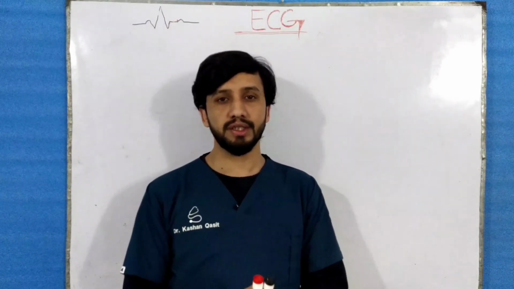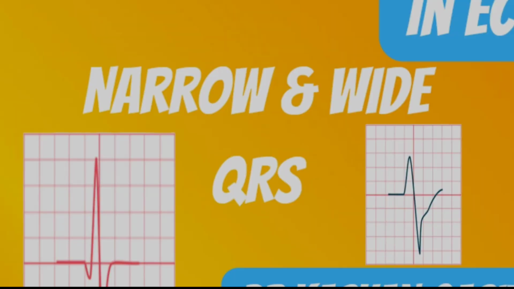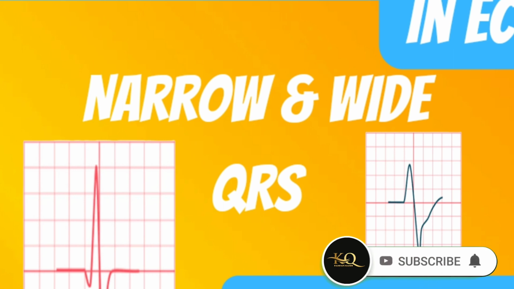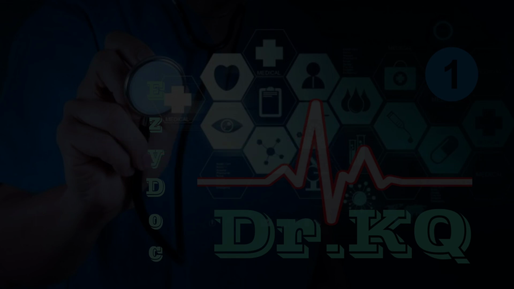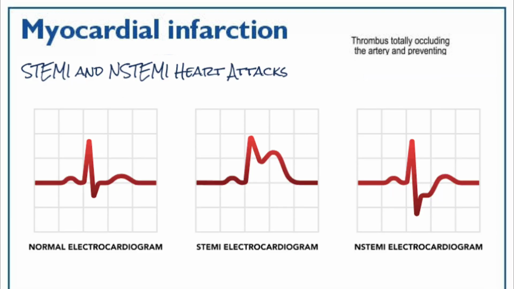Today we were discussing the ECGs. In the previous lecture we discussed the QRS complex and its abnormalities, including narrow and broad QRS complexes. We also discussed the causes of these narrow and broad QRS complexes. Today we are going to discuss the most important ECG, which is the myocardial infarction. Myocardial infarction ECGs are very important clinically and also in the emergency.